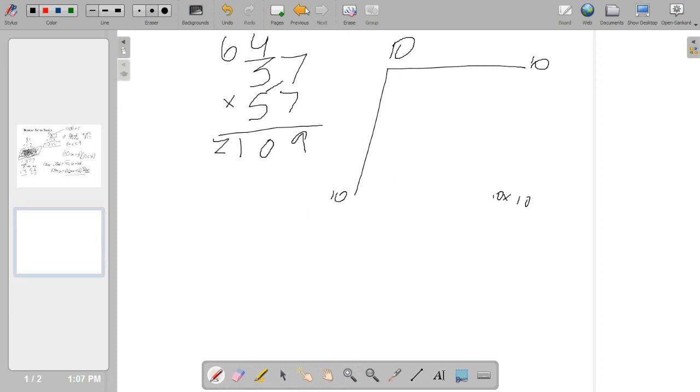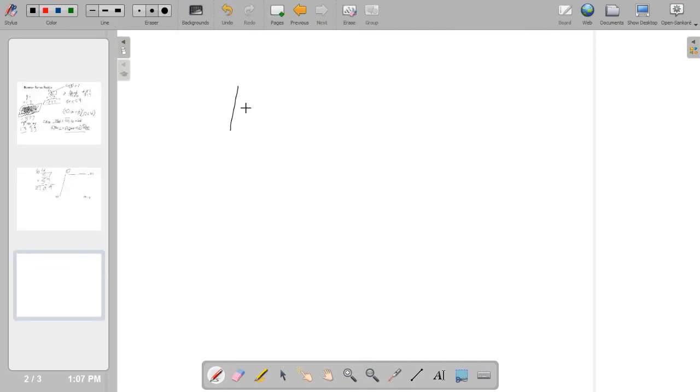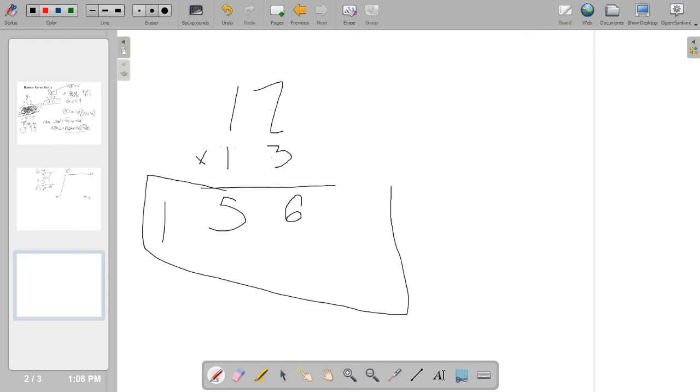Okay, so one more example. 12 times 13. 2 times 3, 6. 2 times 1 plus 3 times 1 is 5. 1 times 1, 1. So as you can see, problems are made a lot easier like this.